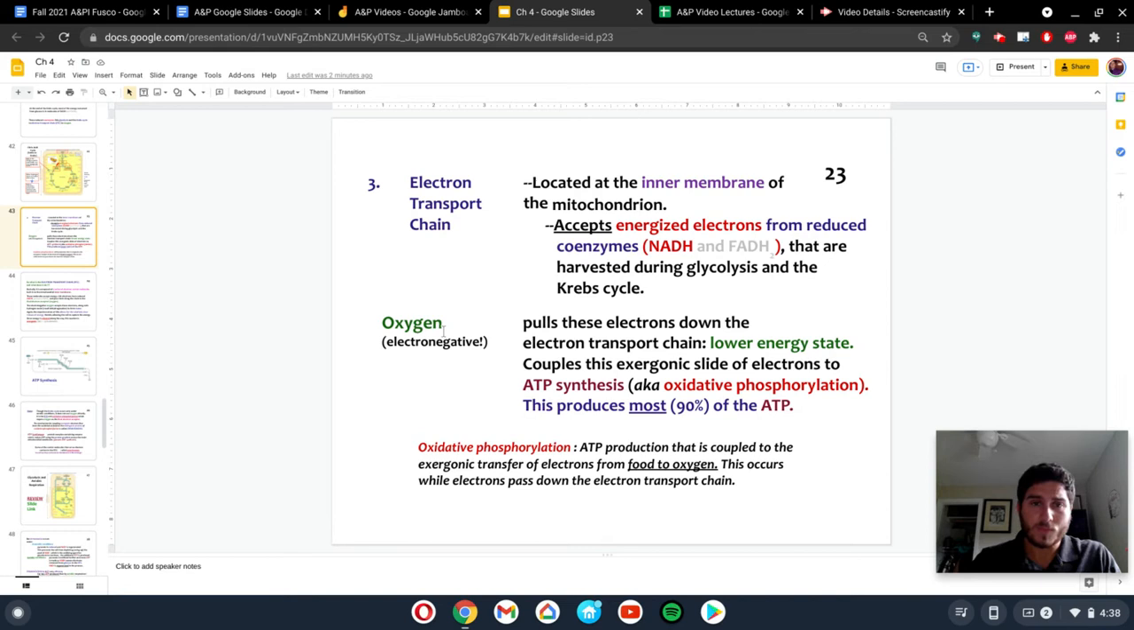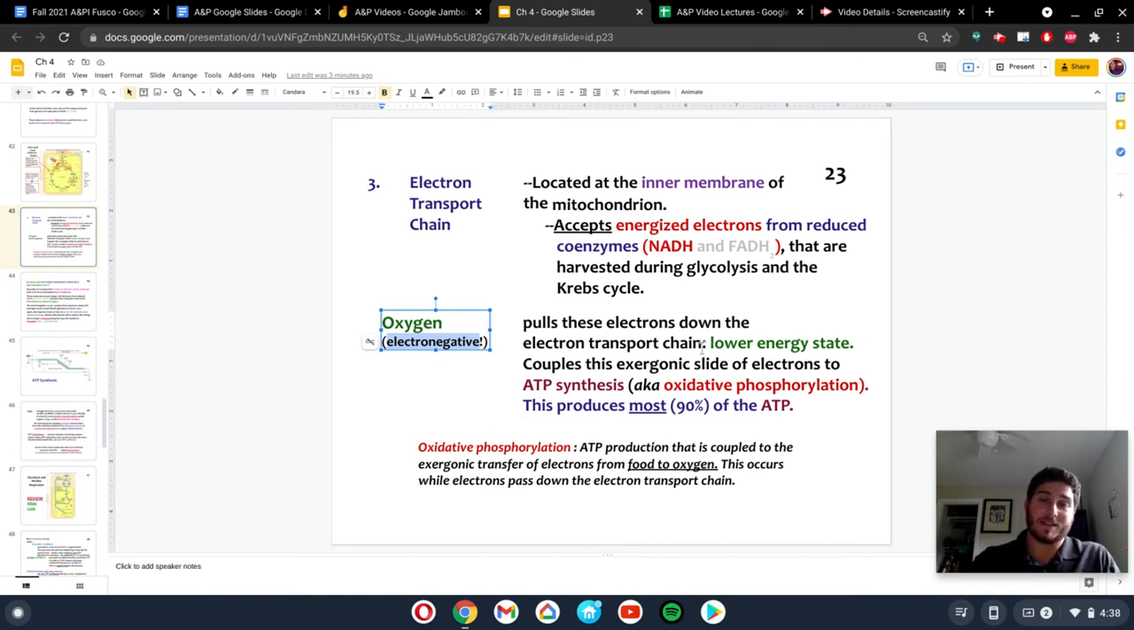Oxygen's role: oxygen, as we mentioned, is very electronegative, and therefore it's going to pull these electrons that are found in NADH and FADH2 down the electron transport chain to a lower state of energy. So this is going to help create the energy needed for the ATP synthesis. This process is also known as oxidative phosphorylation. All right, because oxidation is occurring and we are phosphorylating.